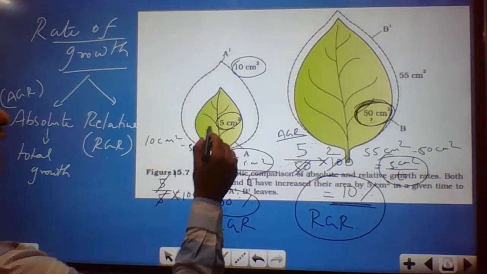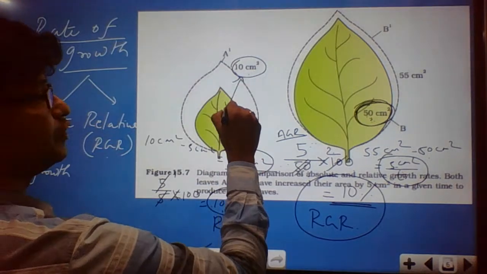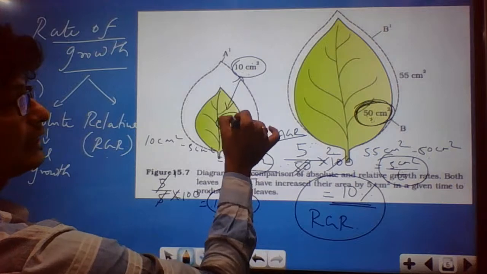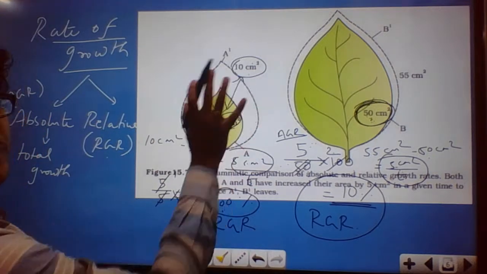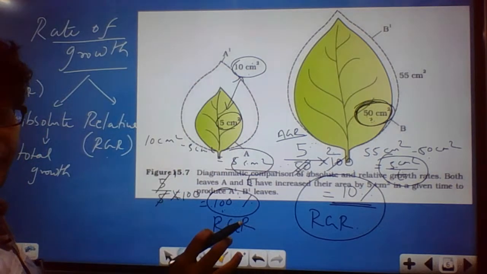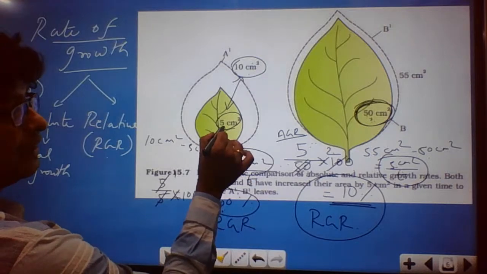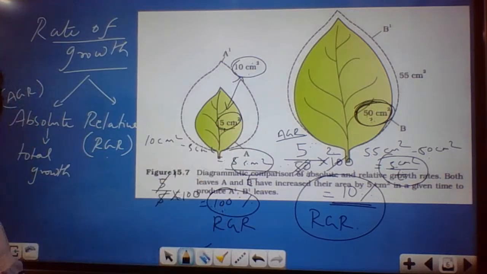What is the absolute growth rate? It is just the difference between these two: 10 minus 5, that's all. That is the absolute growth rate. That value is then divided by the initial value and multiplied by 100. So what's the percentage that you get? That is the relative growth rate.